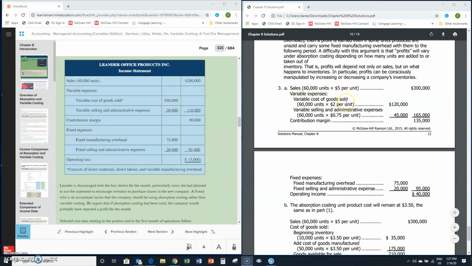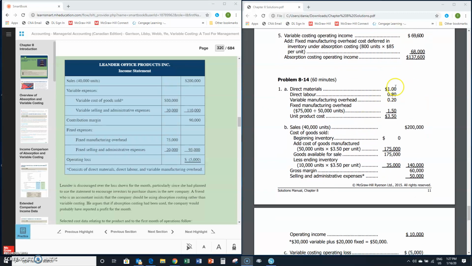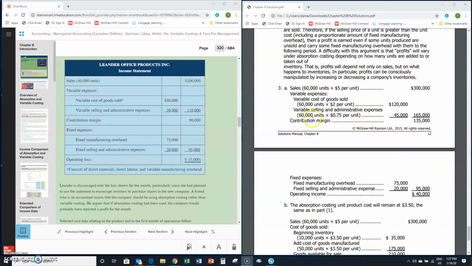Variable cost of goods sold. Well, there were 60,000 units sold at $2 per unit. And where we're getting the $2, if you look back in part 1 here, under absorption costing, we said it was $3.50. The difference under variable costing is we don't have this $1.50 included. So it's just the $1, the 80 cents, and the 20 cents, which is $2. Okay, so variable cost of goods sold, 60,000 units sold times $2 per unit.